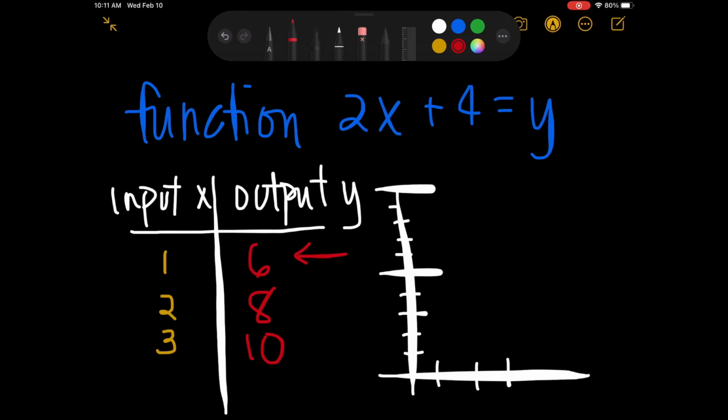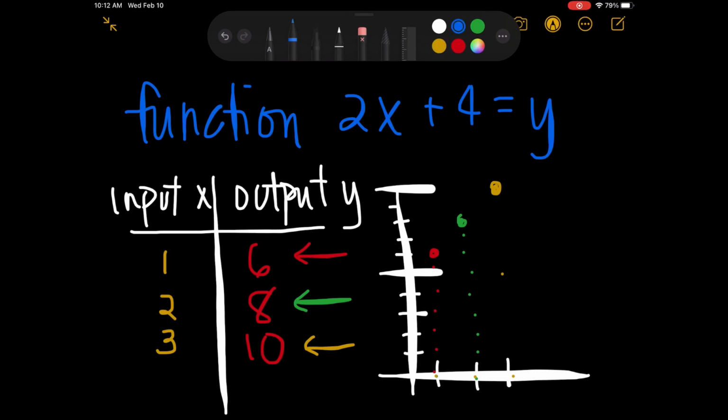So I go to 1 on my x-axis, and then I go up to 6 on my y-axis, and there's my first coordinate. Now I'm going to do 2, 8. So I go to 2 on my x-axis, 1, 2, and I go up to 8 on my y-axis, 1, 2, 3, 4, 5, 6, 7, 8, and there it is. There's my second coordinate.